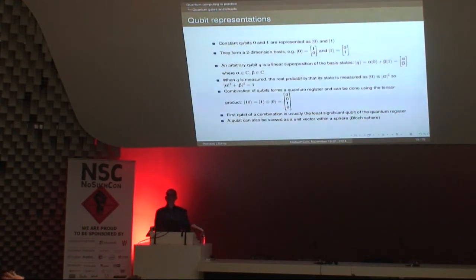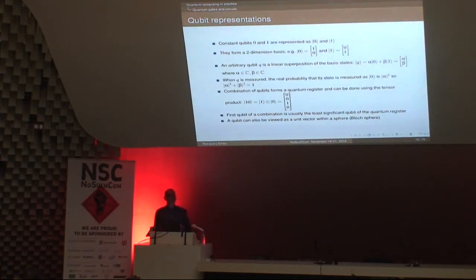And an arbitrary qubit is a superposition of the two basis states. So we can write it as an arbitrary vector of dimension 2. But when you measure it, you need to have complementary probabilities. So the square of alpha plus the square of beta equals 1, and alpha and beta are complex numbers.